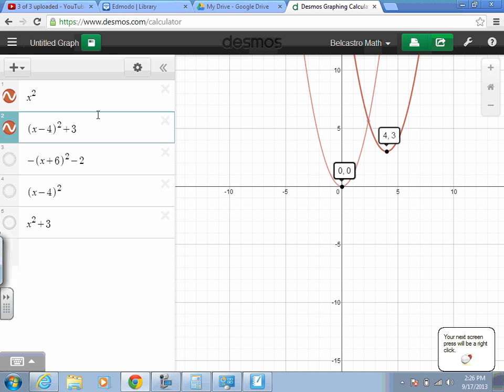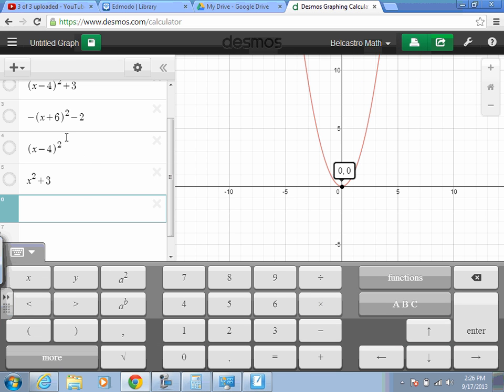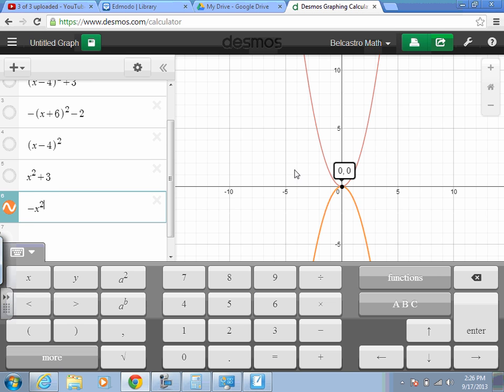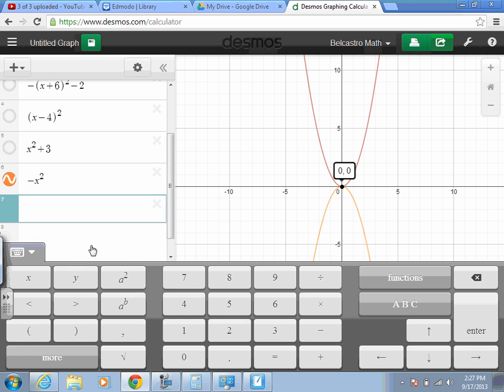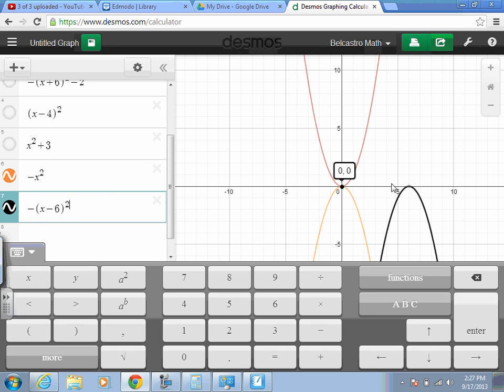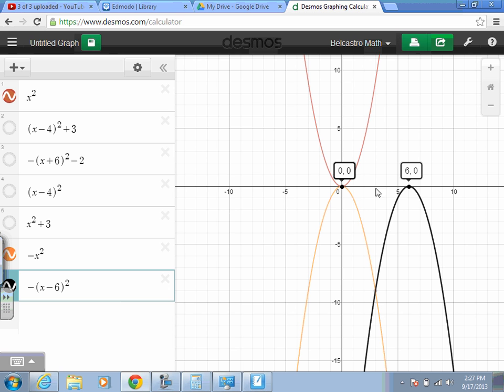Let's talk about the other one here. First off, it's negative, so let's go with negative x squared. If you notice, the vertex is at the exact same spot, but it's just facing downwards. The next thing we did was positive 6. Okay, so we'll keep it negative still. Negative (x minus 6) squared. And you'll notice the vertex has moved over to the value 6. It's still facing downwards because it's negative.